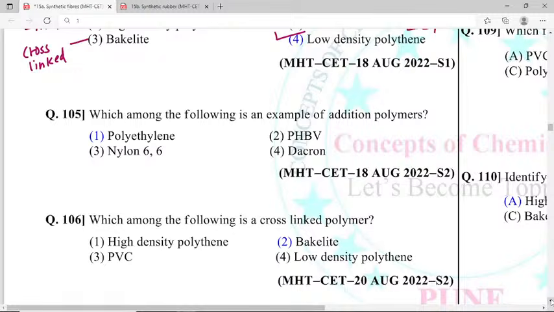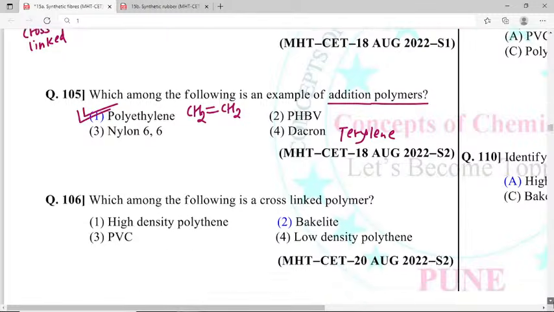Which among the following is an example of addition polymer? So addition polymer has polyethylene. Polyethylene stands for the CH2 double bond CH2 as the example. Addition polymerization, and the remaining all are condensation polymerization. Dacron, nylon 6,6. Dacron is also called terylene, a condensation polymerization.